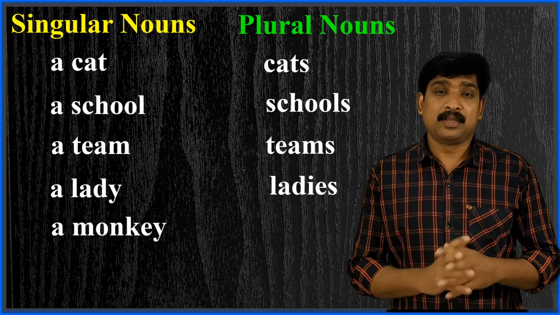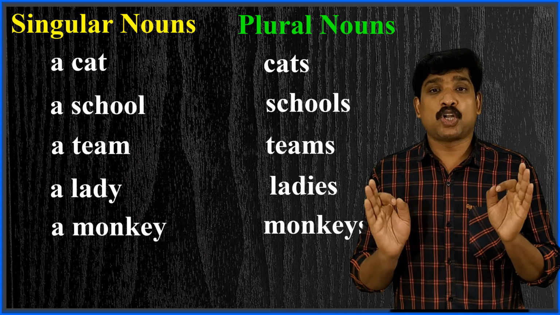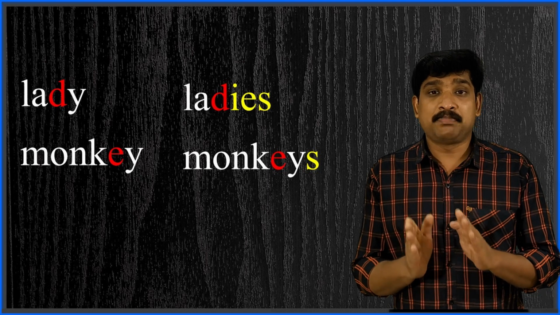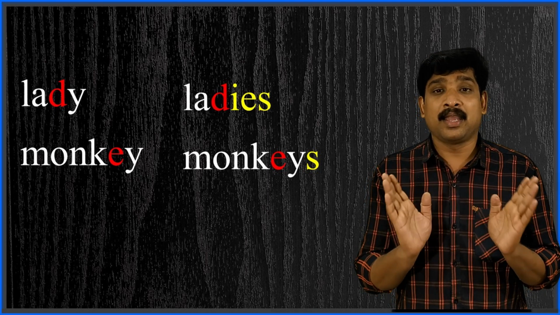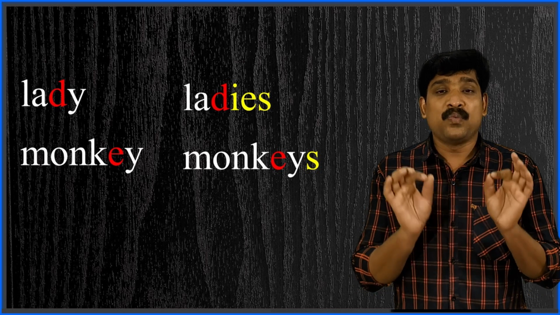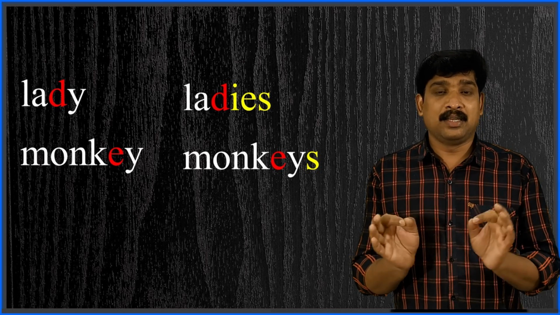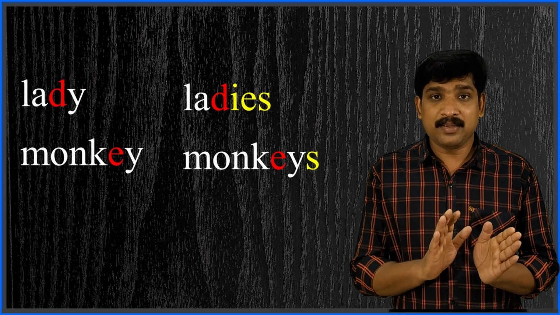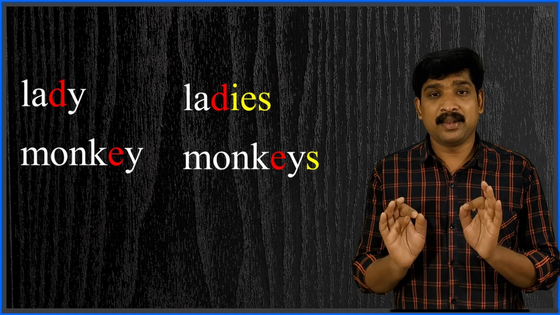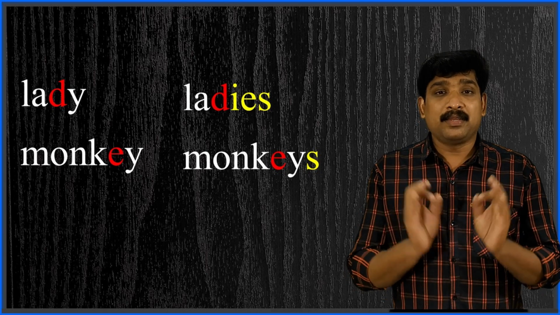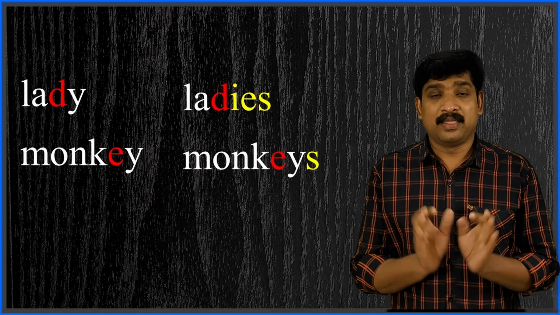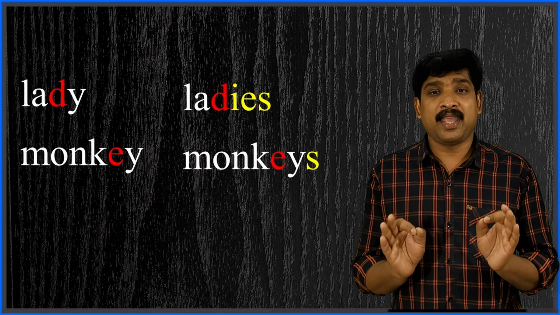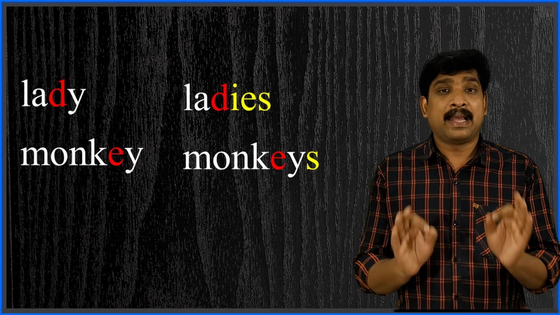Both are 2 different rules. As you can see, lady is consonant Y, which means the last letter Y is preceded by D, a consonant letter. Now, when you have a consonant Y in an English noun, the plural will be IES. Lady, ladies. LADIES. But when you have vowel Y, like in monkey, it just becomes monkeys. MONKEYS. You simply add an S.